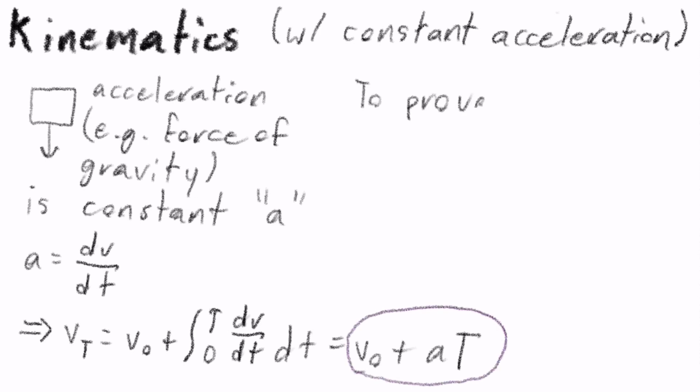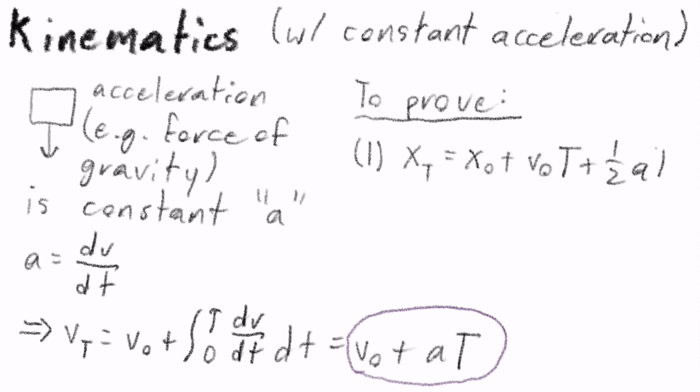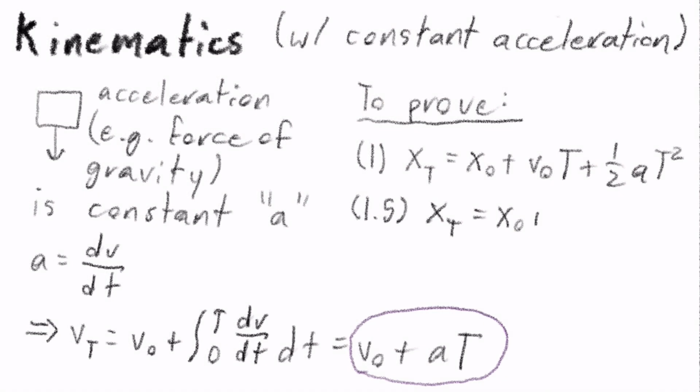From this equation, we can prove three more equations of kinematics that will prove extremely useful for solving problems throughout physics. First, we can prove that the position of the object at time t, which is denoted x sub t here, is the initial position x sub 0 plus v sub 0 times t plus 1/2 a times t squared. From this, it turns out we can derive two more key equations.